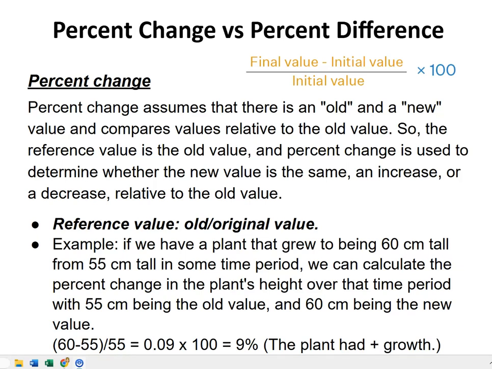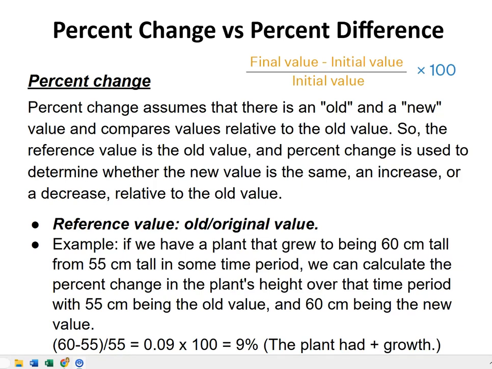Continuing on with one more set of math notes. Sometimes in biology experiments, we need to use percentages to be able to compare different things to each other. And so one method we could use is called percent change. Percent change assumes that there is an original or old value that you're comparing a newer value to. And so it will use the old or initial value as the reference value.